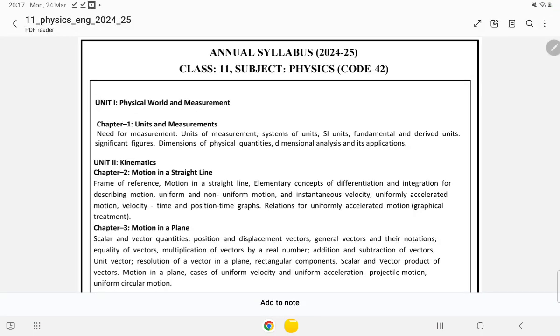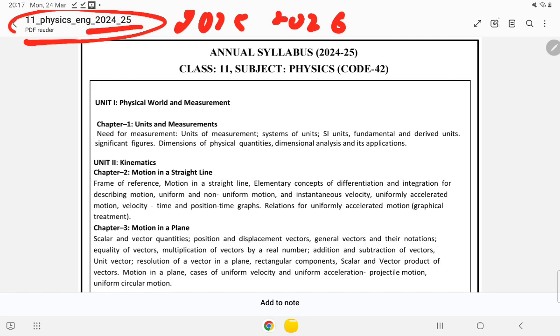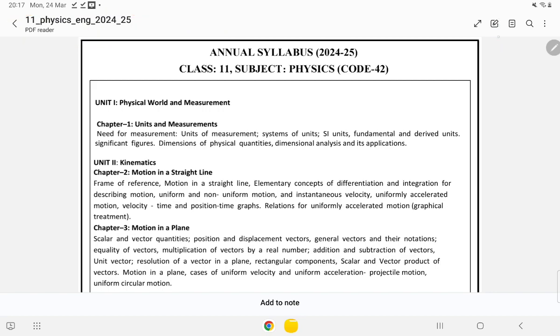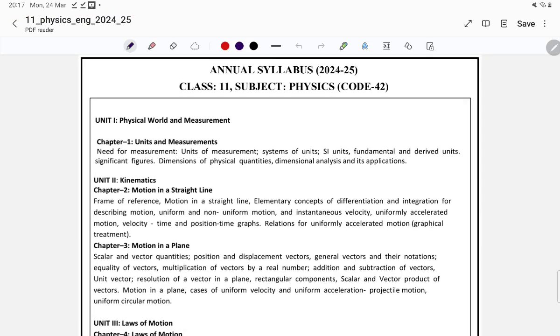Hello student, let's see the class 11 physics syllabus for 2024-25, and this is also for 2025-26. This is going to be the same, student. So this is the syllabus we are looking for.